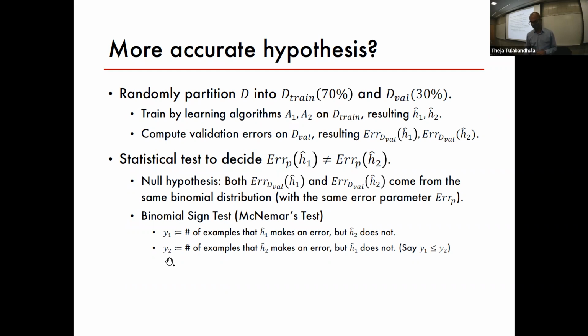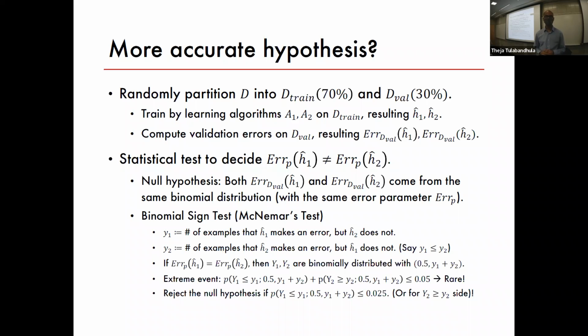The way we set up this test is to say that if the null is that the true performance of both models is the same, then y1 and y2 are just like coin toss realizations. One of them should be heads, one of them should be tails, and the coin toss probability should be 0.5.